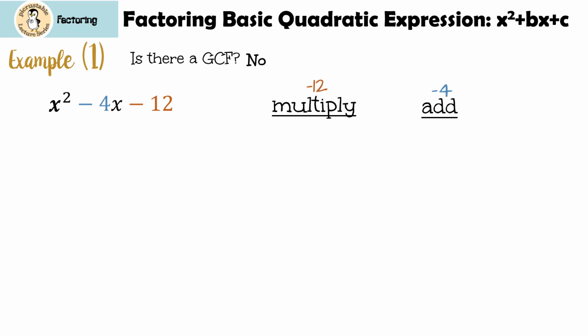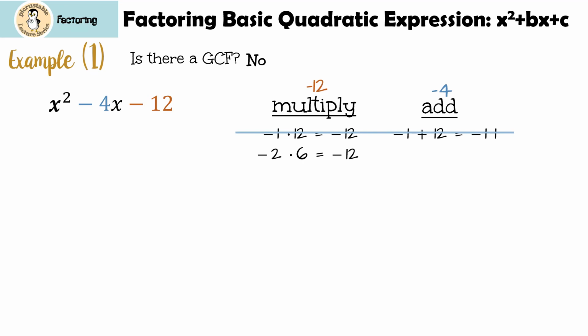So let's get to it. At this point, we're just going to start guessing. I know that negative 1 times 12 is negative 12. Negative 1 plus 12 is negative 11. The numbers have to multiply to negative 12 and add to negative 4 at the same time. And in this case, it doesn't. Let's look at another one.